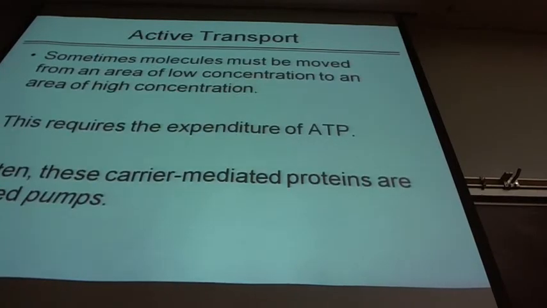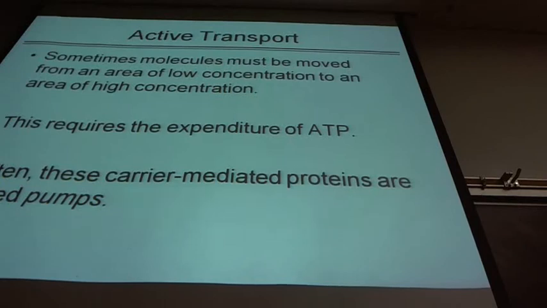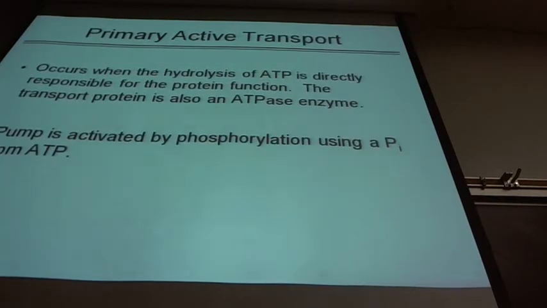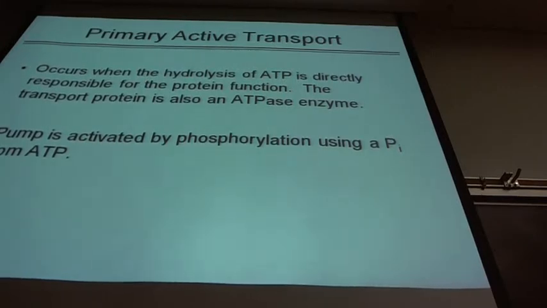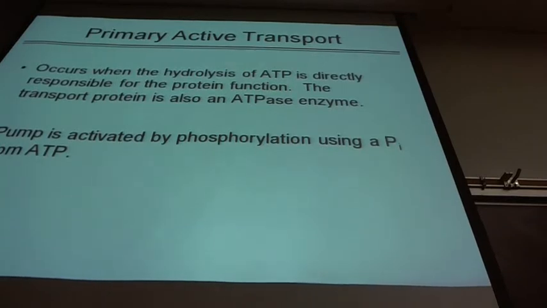Okay, molecules move from an area of low concentration to an area of high. It requires energy. It's done by the pumps. Occurs with the hydrolysis of ATP to ADP, which is directly responsible for the protein. The transport protein is an ATPase enzyme. The pump is activated by the phosphorylation of taking the phosphorus off the ATP, making an ADP.